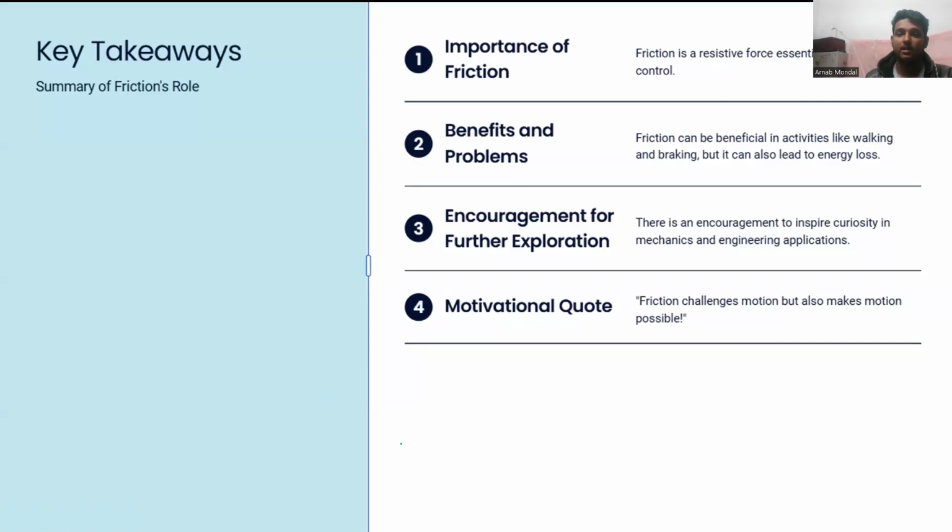Now I am giving the summary of the friction role and what I delivered today. First, we talked about the importance of friction, the benefits and problems. What are the benefits? Without friction, we can't even walk. So walking is the biggest benefit of all. And a problem is that because of friction there is so much energy loss, right? So that is a huge problem.